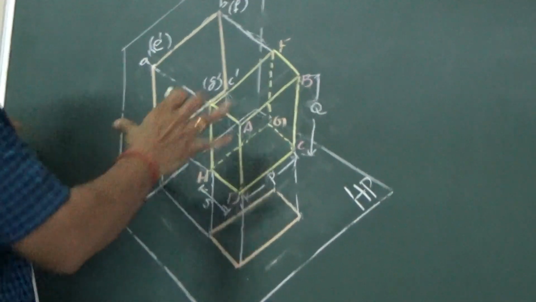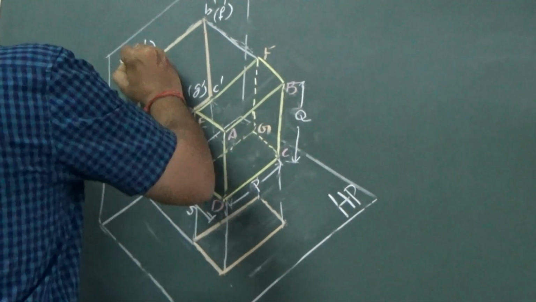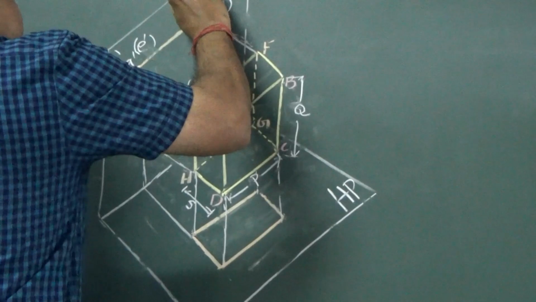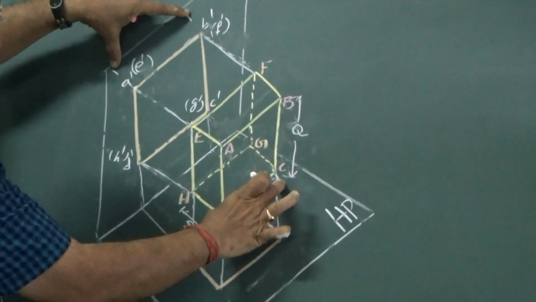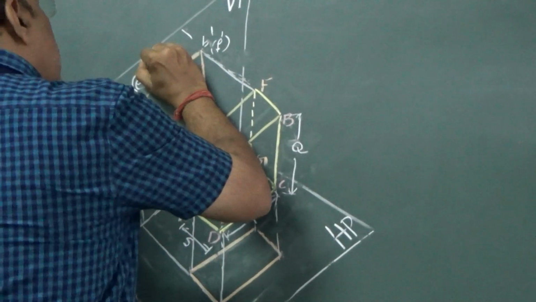Now, as you can see in this front view, I can see only two dimensions. What is the dimension I can see here? This dimension is p. So I can see only p.